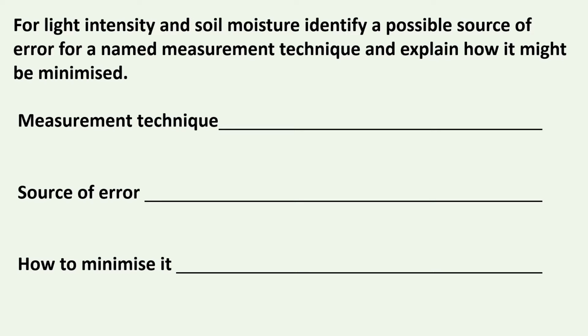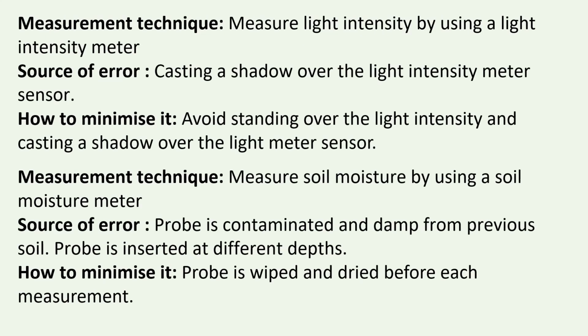So the answers to this would be, for light intensity, the measurement technique would be by using a light intensity meter to measure light intensity. Your source of error would be casting a shadow over the light intensity meter sensor, and you would minimize this by avoiding standing over the light intensity meter and avoiding casting a shadow over the light meter sensor.